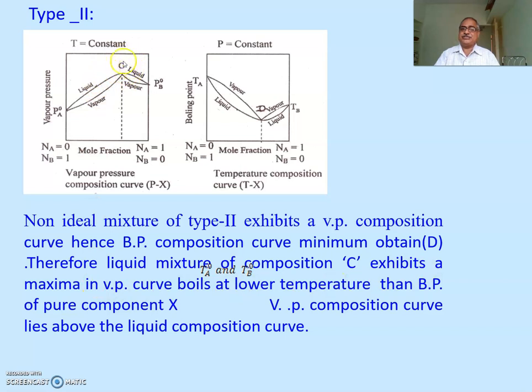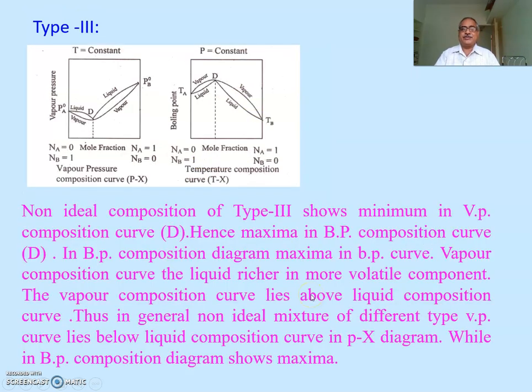Liquid point C exhibits a maxima in the vapor pressure composition curve, and the boiling points of the pure components are TA and TB, but the boiling point of the mixture is below those of pure A and pure B, that is, below T0A and T0B. The vapor composition curve lies above the liquid composition curve.